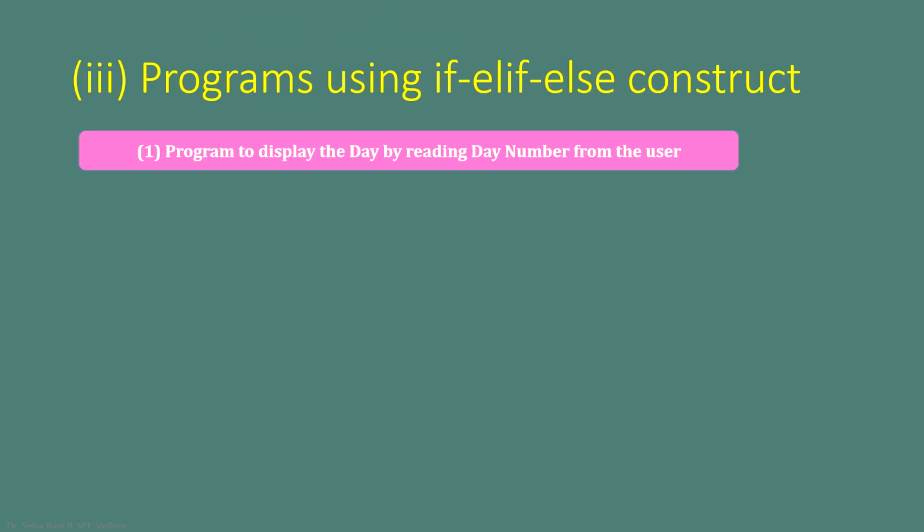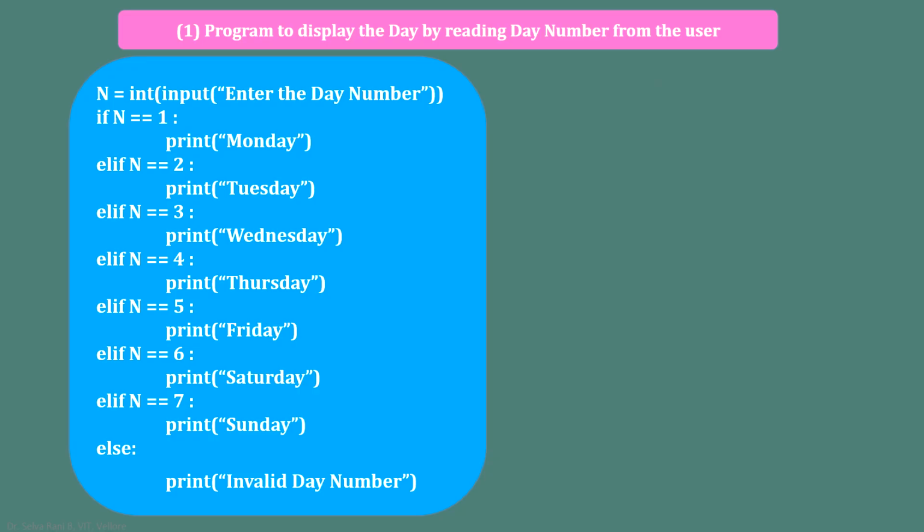Let's see a simple example for the if-elif-else ladder. Program to display the day by reading the day number from the user. So to check what the day is, we need to read the day number as input from the user. Let us assume that the day number is stored in a variable n. Now, with the help of the if-elif-else ladder, we are going to check whether it is Monday, Tuesday, Wednesday, Thursday, Friday, Saturday, or Sunday, or the day number given by the user is not a valid day number.